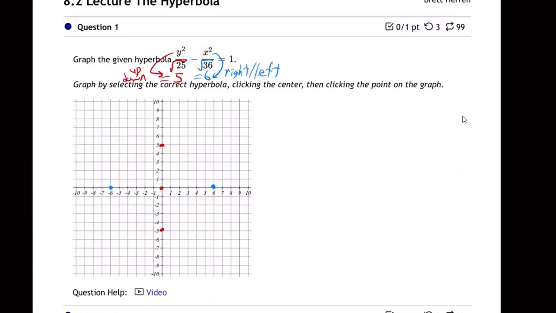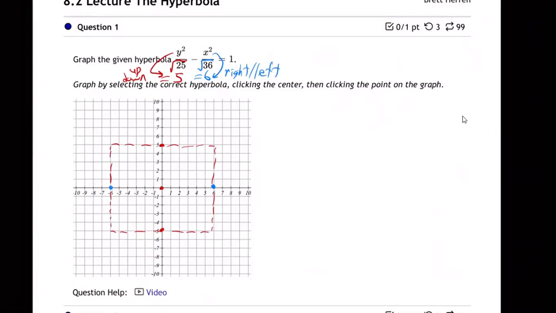What you do instead of making the oval is you make a dotted box. Let me use that color. So you make the box go out to these points. Like that. Does that make sense? So this is what we do differently for a hyperbola equation that we don't do for an ellipse.